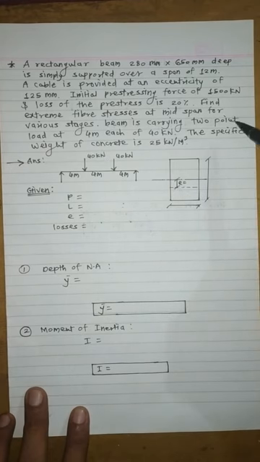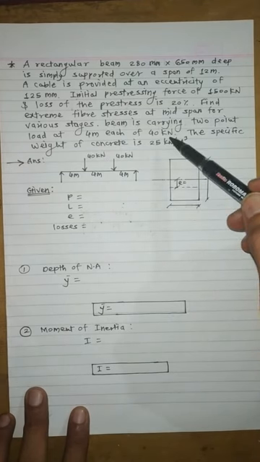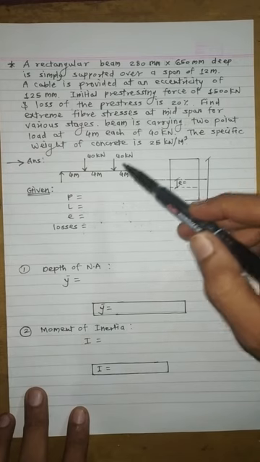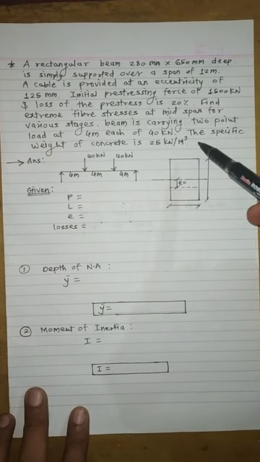Find the extreme fiber stresses at midspan for various stages. The beam is carrying 2-point load at 4 meter each of 40 kN. The specific weight of concrete is 25 kN per meter cube.